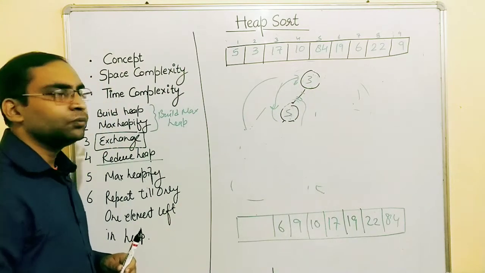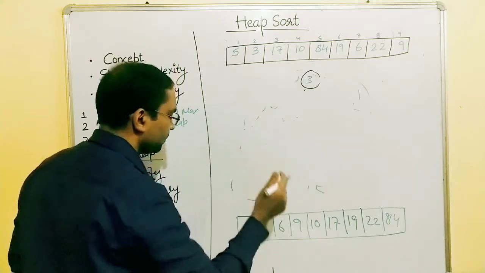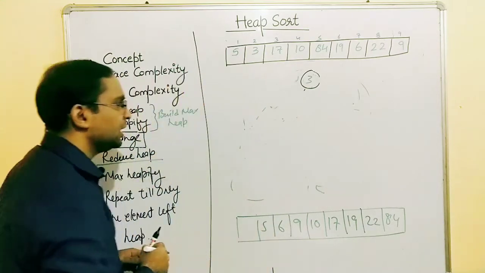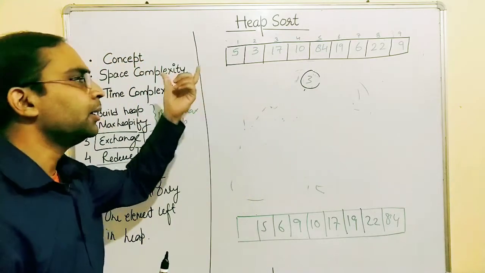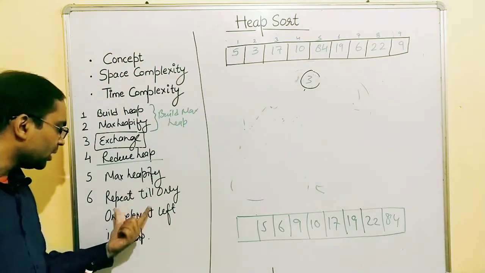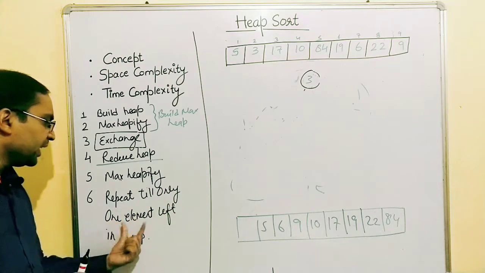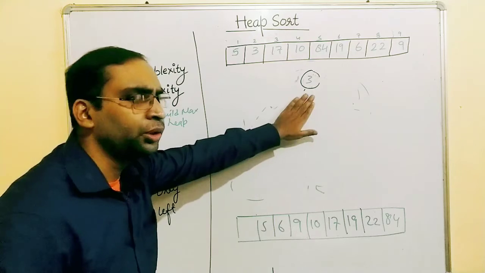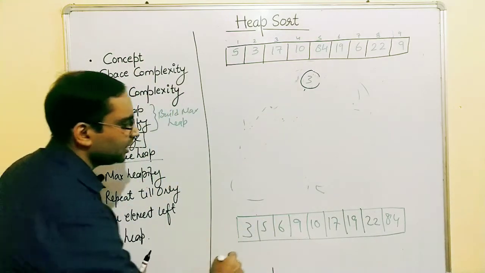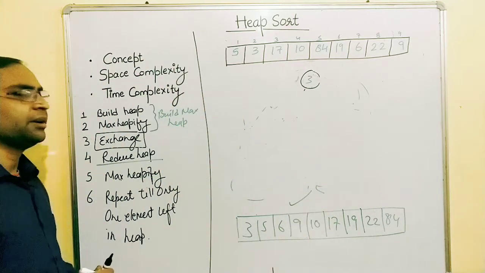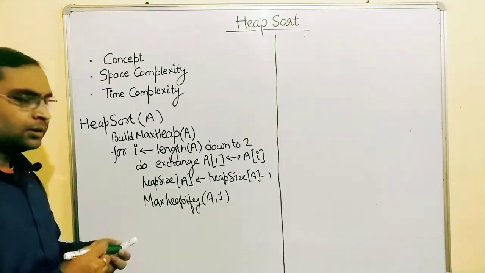After the swap, what we need to do is extract. So we'll extract this 5 and we'll reduce the heap. So this 5 will come here. And now we can see that we are left with only one element in this heap. So we have come to an end because the last step said repeat till only one element is left in the heap. So we are left with 3. Automatically 3 will come here and we can see that we have a sorted array. So this is how we perform the heap sort.